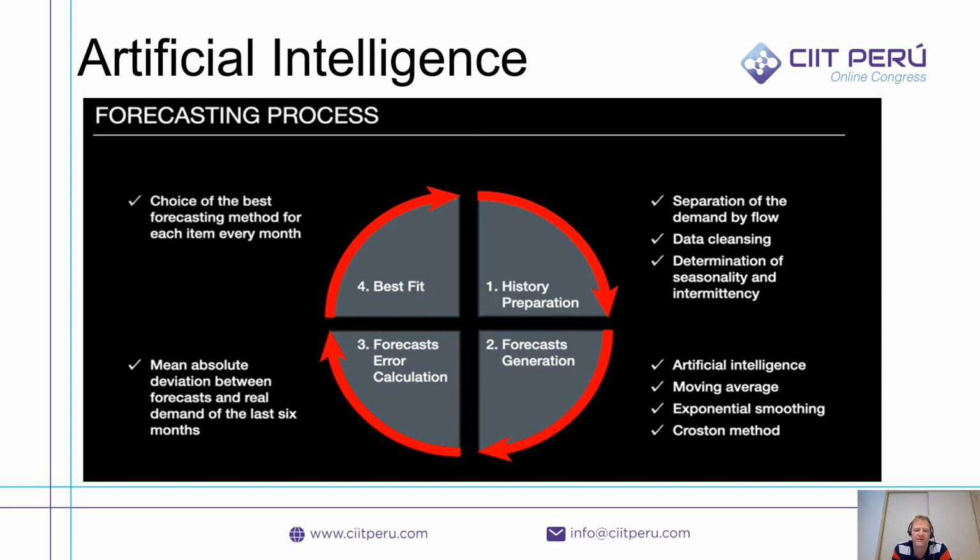So the forecasting process, number 1, is we pull the data in and we cleanse it. We remove anomalies, we determine seasonality, etc. Then our forecast generation. This is where the artificial intelligence kicks in. It looks at a whole lot of different algorithms and then goes to number 3, which is a forecast error calculation. So it's the mean absolute deviation between forecasts and the real demand of the last 6 months. Then the final stage, 4, is it chooses the best forecast algorithm method.